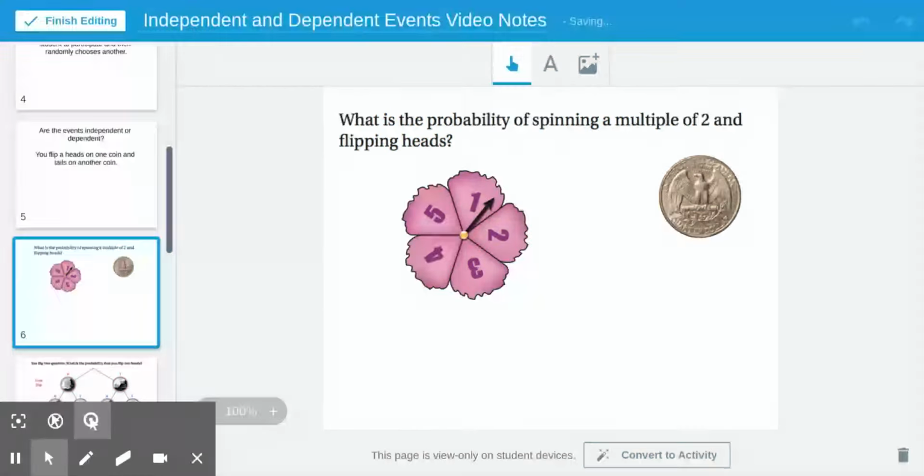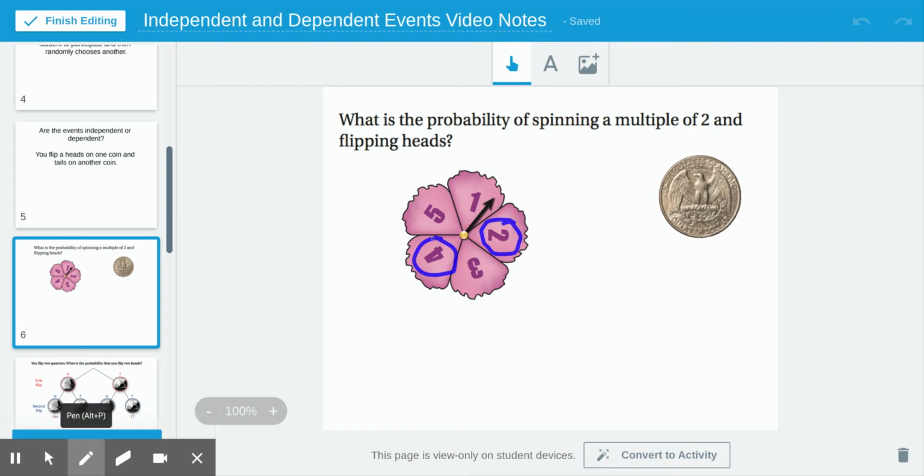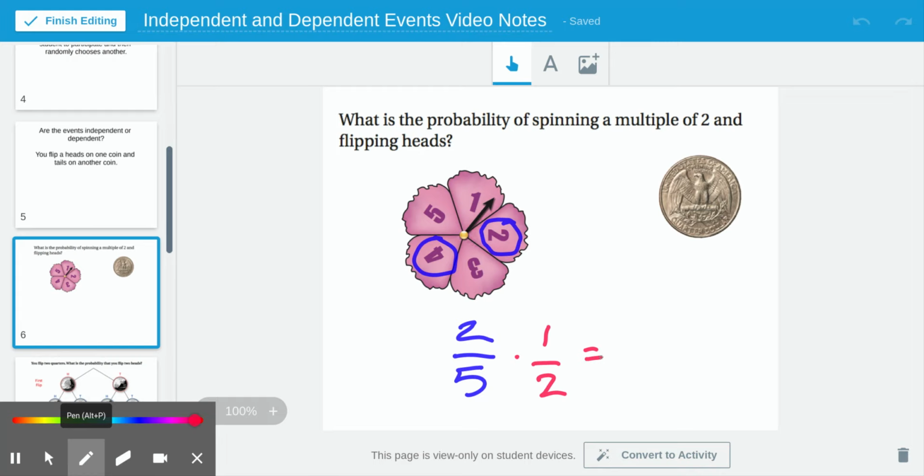All right, for this example, we're going to spin a spinner and then we're going to flip a coin. That would be an example of independent events because the spinner doesn't affect the coin. A multiple of 2 would be things like 2, 4, 6, 8. So we'll just circle 2 and 4. The probability that we get a multiple of 2 would be 2 out of 5. And then the probability that it would land on heads when we flip the coin would be 1 out of 2. And so we'll multiply those two things together.